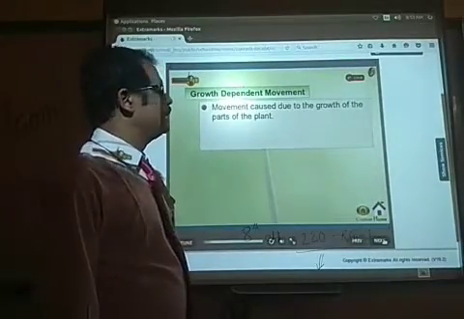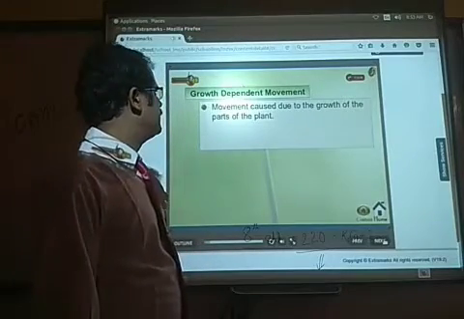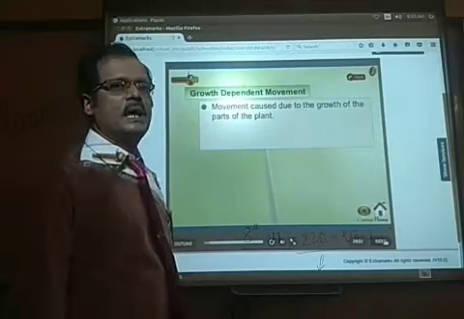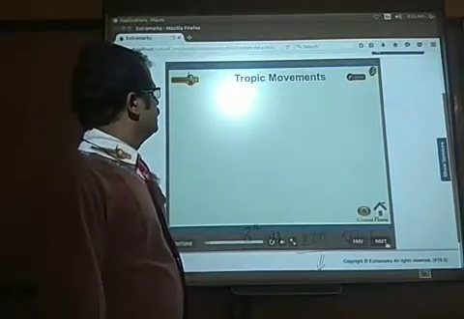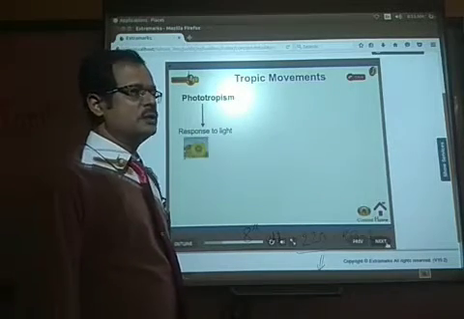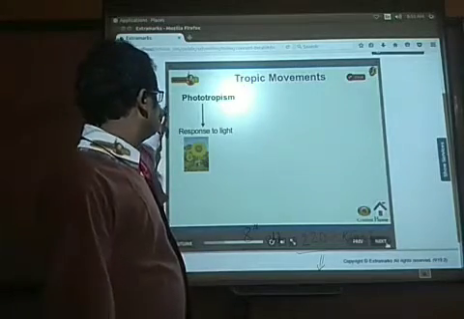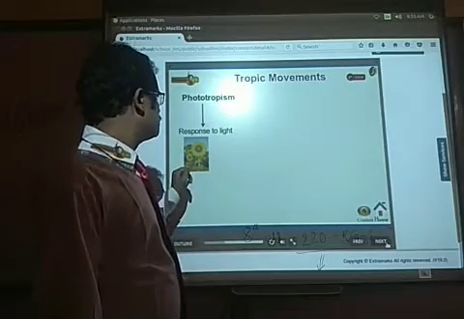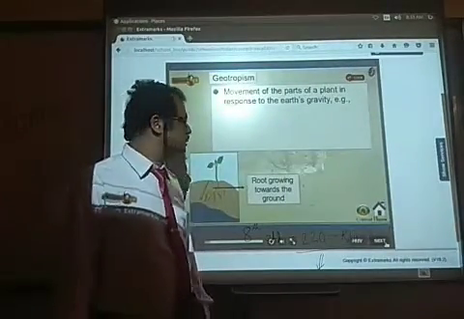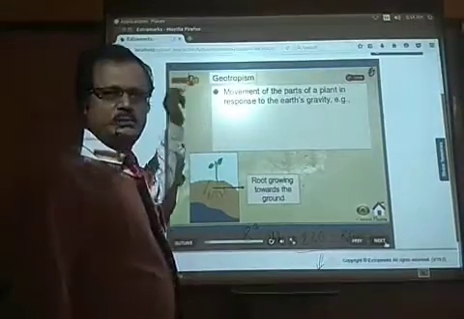Growth dependent movement. The second type of movement that occurs in the plant is called growth dependent movement. It means movement caused due to the growth of parts of the plant. As you know, there are two parts of the plant. First is called the root and second is called the shoot. And here is phototropism. It means response to light. Some types of plants also show response towards light. This is called phototropism.